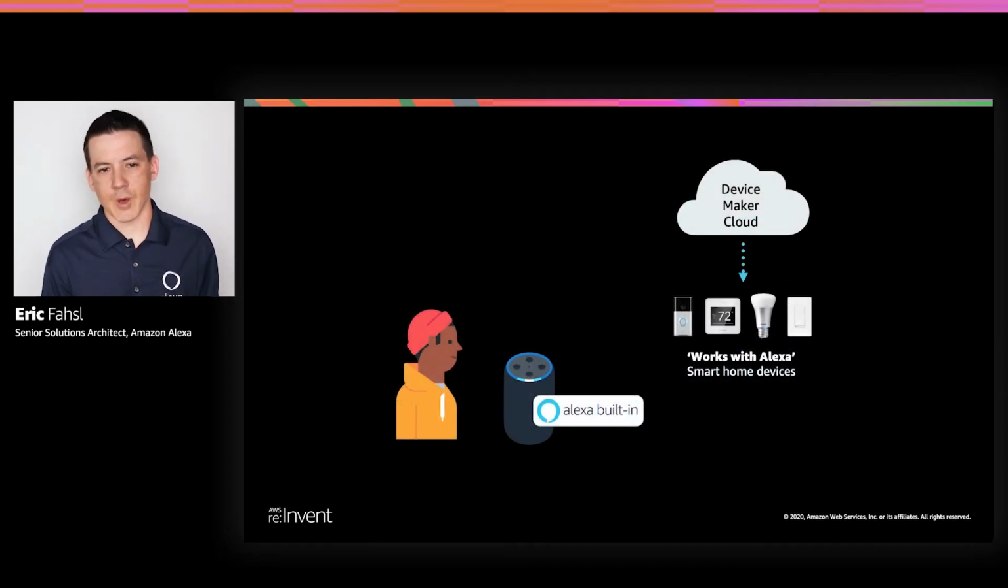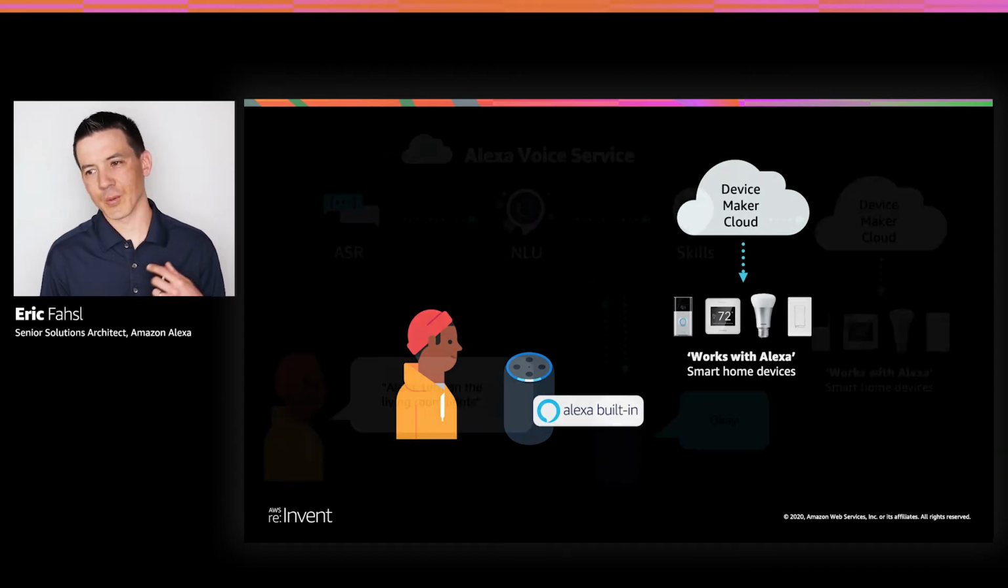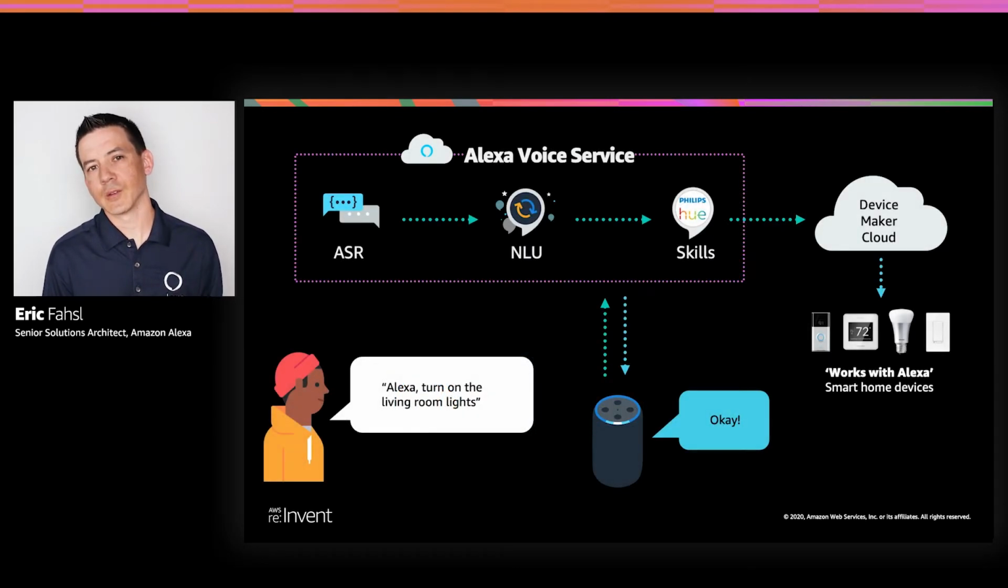Now, if you have a smart home device and you want to control it with your voice, it's going to function about the same way. So it's going to go through that same speech recognition, natural language understanding, and skill handoff. In this case, that skill may be a Philips Hue skill, where it will then issue a command through that device cloud to control the device.